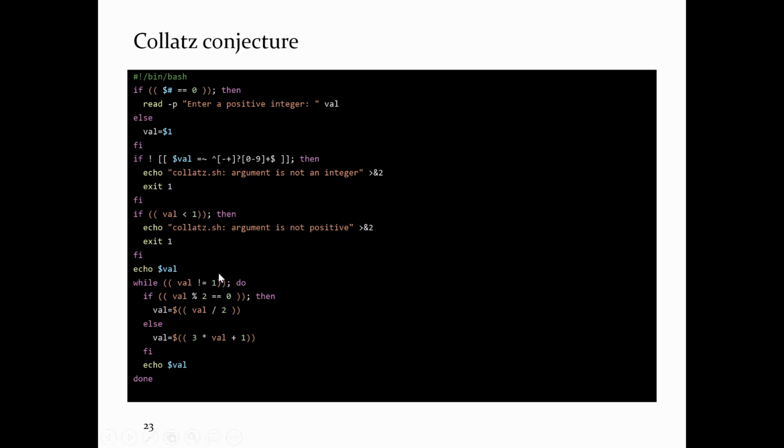So while my value is not equal to 1, do the following. If the value is even, so in other words, can you divide it by 2 and have no remainder? Then set the value to value divided by 2. Again, notice right there, that's an arithmetic expansion. So that's assignment into a variable. I need the arithmetic expansion here to compute the value. So if it's even, do that. Otherwise, multiply it by 3, add 1, and stick it back into val. And then we print val every time.